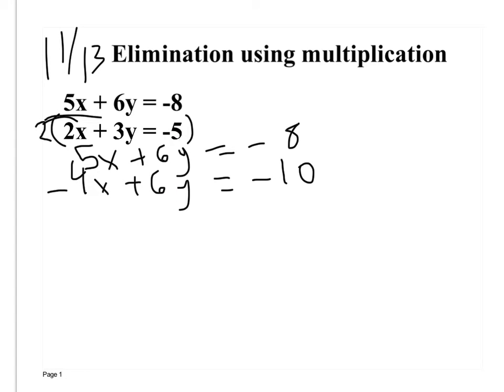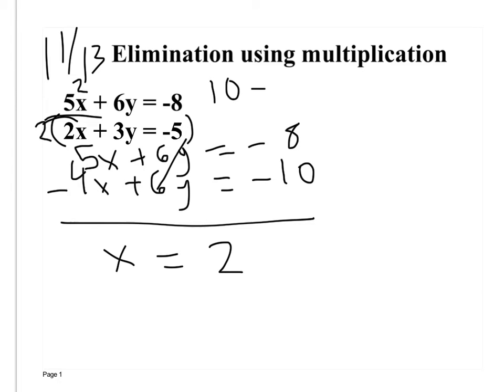So I would subtract. 5 minus 4 is 1. 6 and 6 cancel each other out. Then negative 8 minus negative 10. Negative 8 minus negative 10 is positive 2. Now that I have x equals 2, what I got to do is I got to plug 2 in to one of these equations. So I'm going to plug 2 in there.